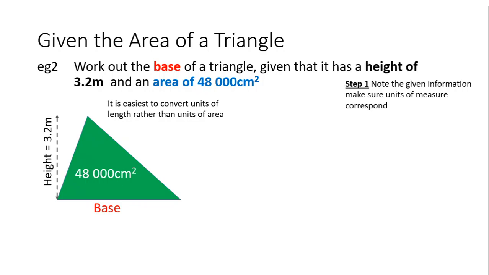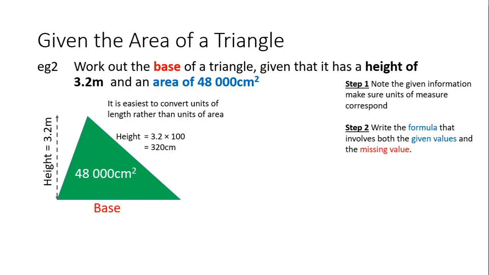So I'm going to convert my 3.2 meters into some number of centimeters. To convert from meters to centimeters, you should be very familiar with this. We times by 100. So 3.2 times 100 is 320 centimeters. Now working with that value, I can do like I did before, setting up my formula, substituting in, and solving.